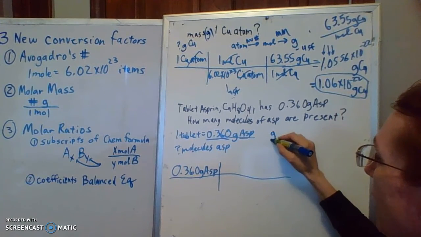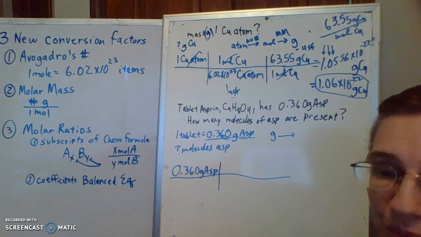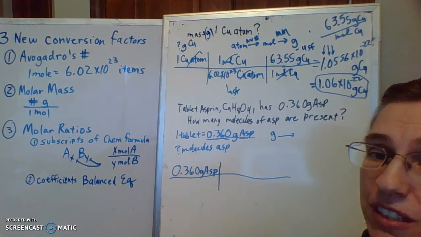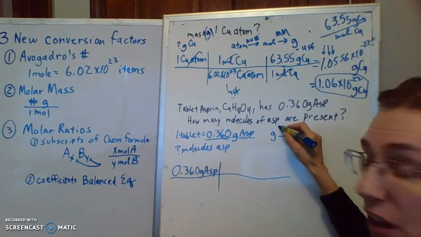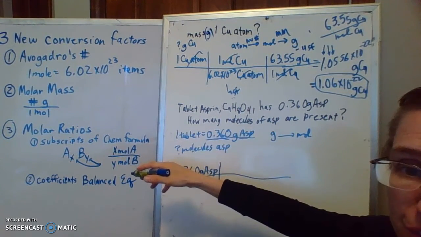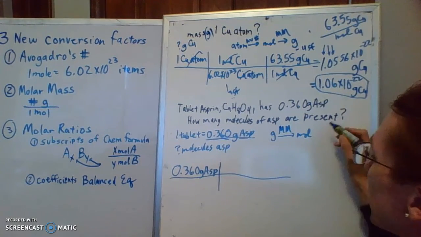We're starting off with grams. Can't do anything with grams, right? So probably we're going to need to convert that to moles. So moles here, how do we do that? Which conversion factor converts grams to moles? Well, it's our molar mass, right?